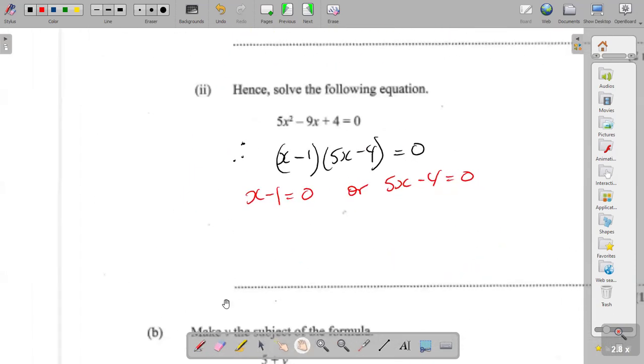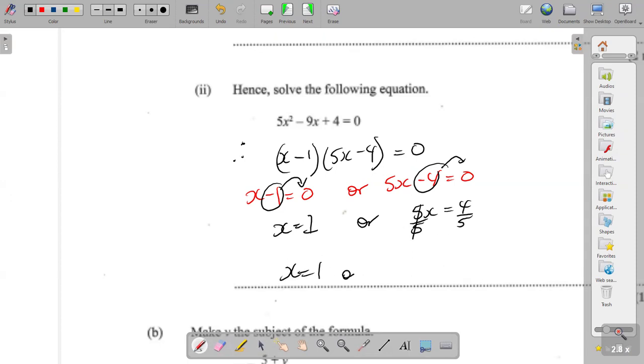So how do I solve this? May I just transpose like normal? So move over this. This is going to become positive 1. So x is equal to 1. This one's a little harder. So we have to move over the 4 first. So we end up with 5x equal to positive 4. We want x alone, so we divide by 5 on both sides. So we're going to have x is equal to 1 or x is equal to 4 over 5. If you got it, say got it.